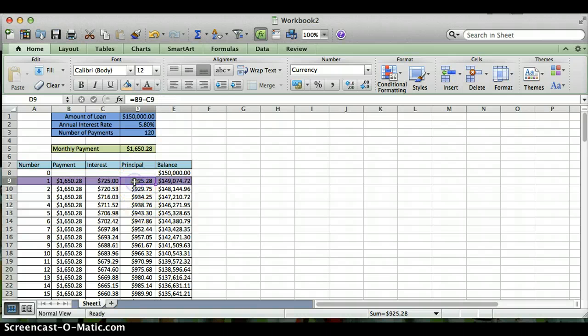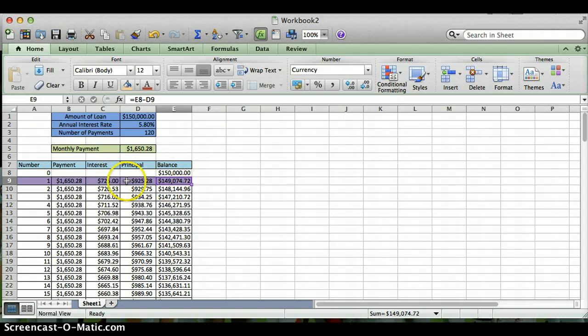For the next column, my principal, to get this number, I just took, as you can see, B9, your payment, and you subtract your interest for that month, and then you get your principal. And that's also the same formula, but this number changes because obviously your interest changes. So yeah. And then to get your balance, you take the original number, 150,000 in D1, and you subtract your principal, and then you get this.